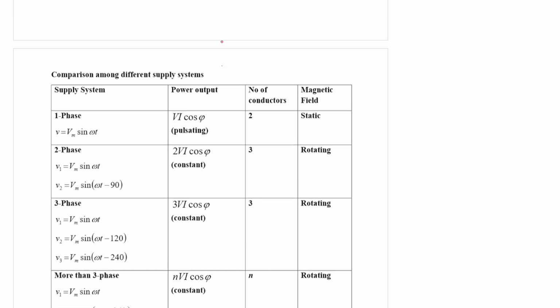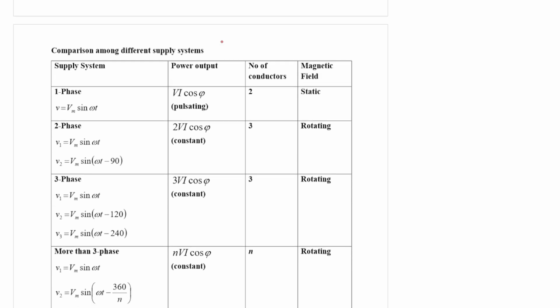For a single phase supply, this is the voltage equation, Vm sin omega t. Simple. Now what will be the power output? Power output is Vi cos phi, which was discussed previously. So in an AC circuit, power output is Vi cos phi. Now the nature of this power is that it is always pulsating. So for a single phase circuit, power output is always pulsating.